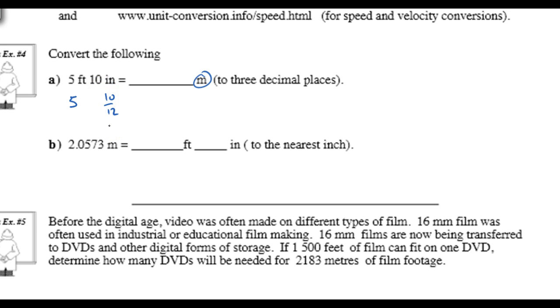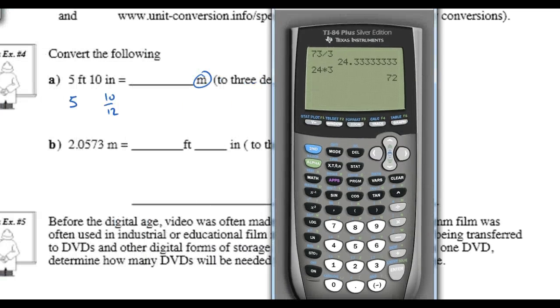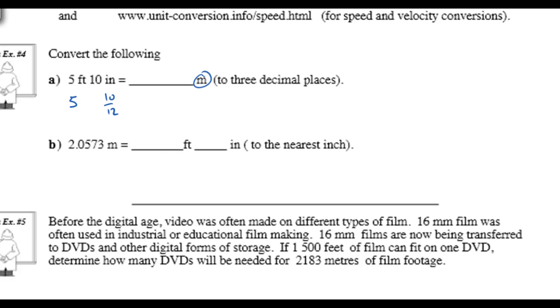To get that to a decimal, 10 divided by 12 is going to give me 0.8333 and so on. So it's going to be 5.83. I'll just do it to 2 decimal places.